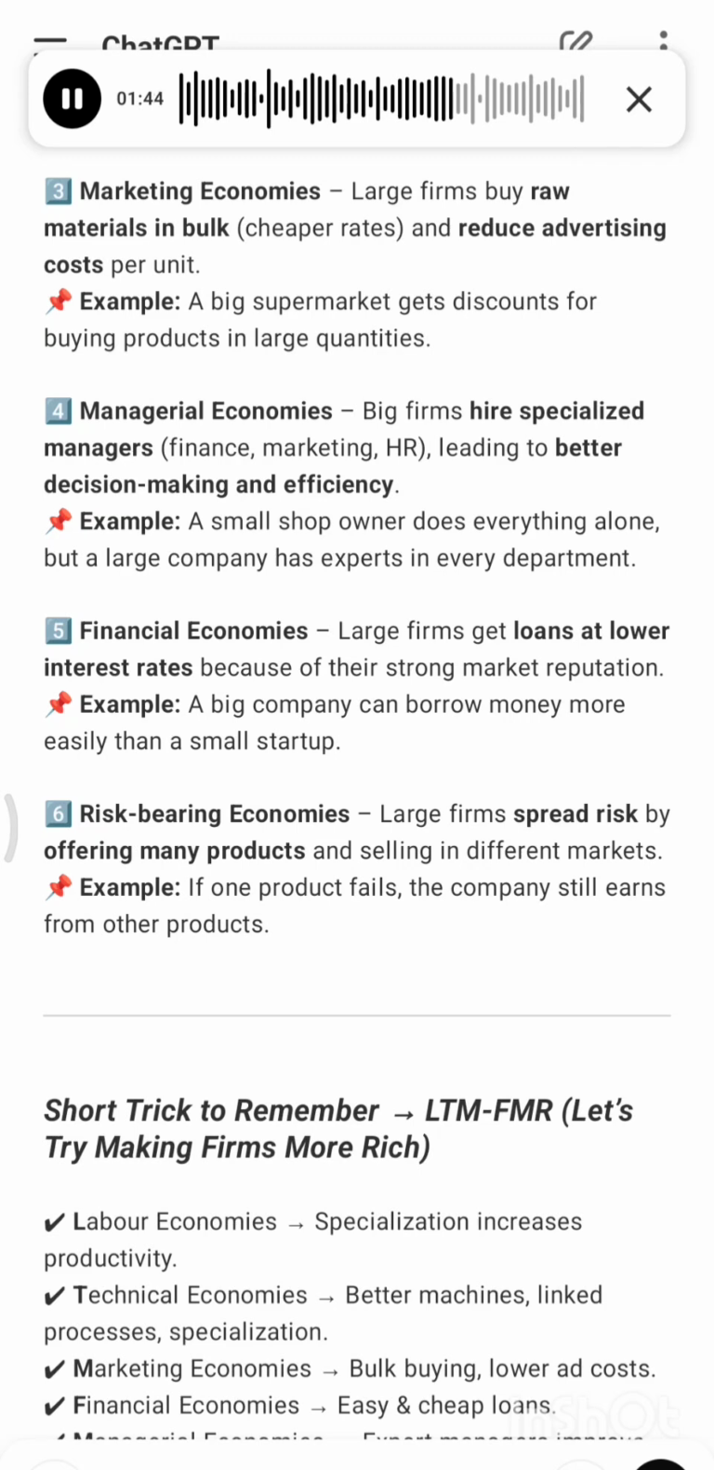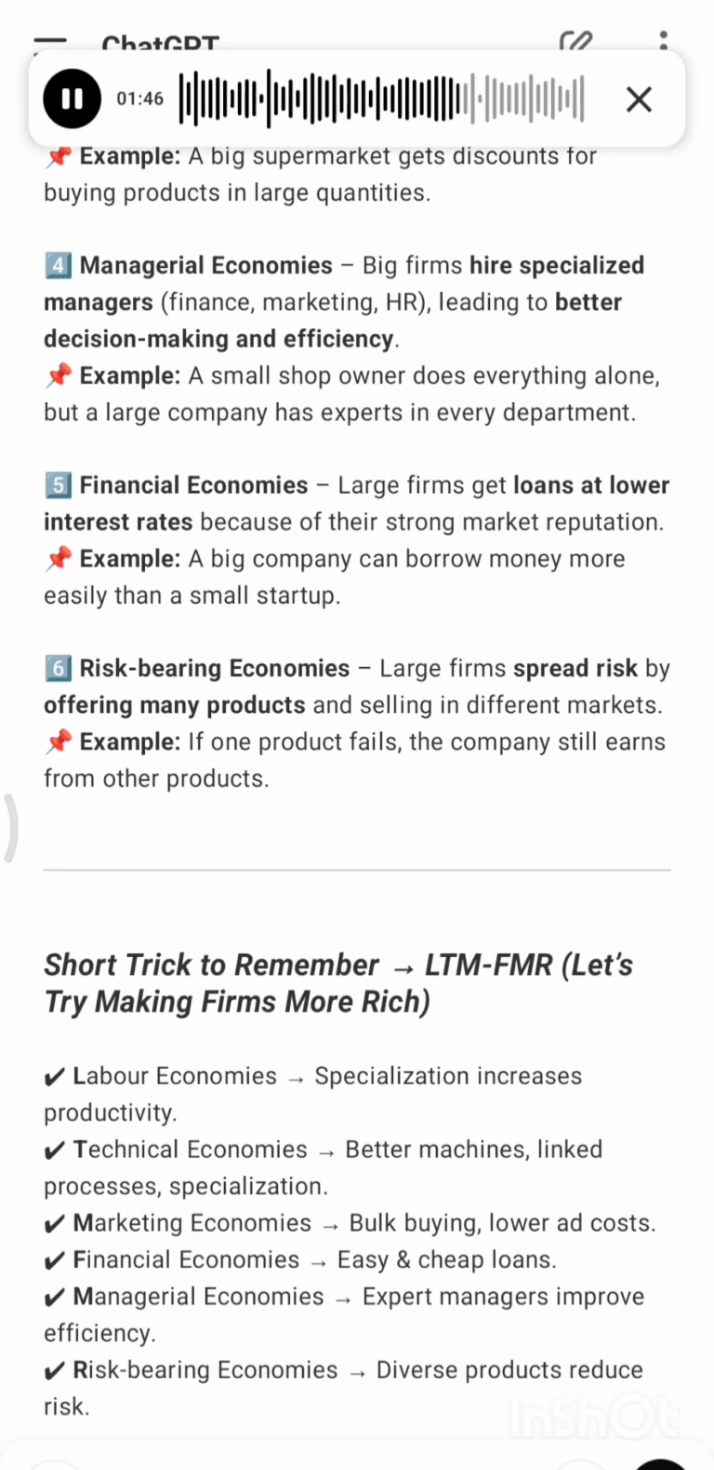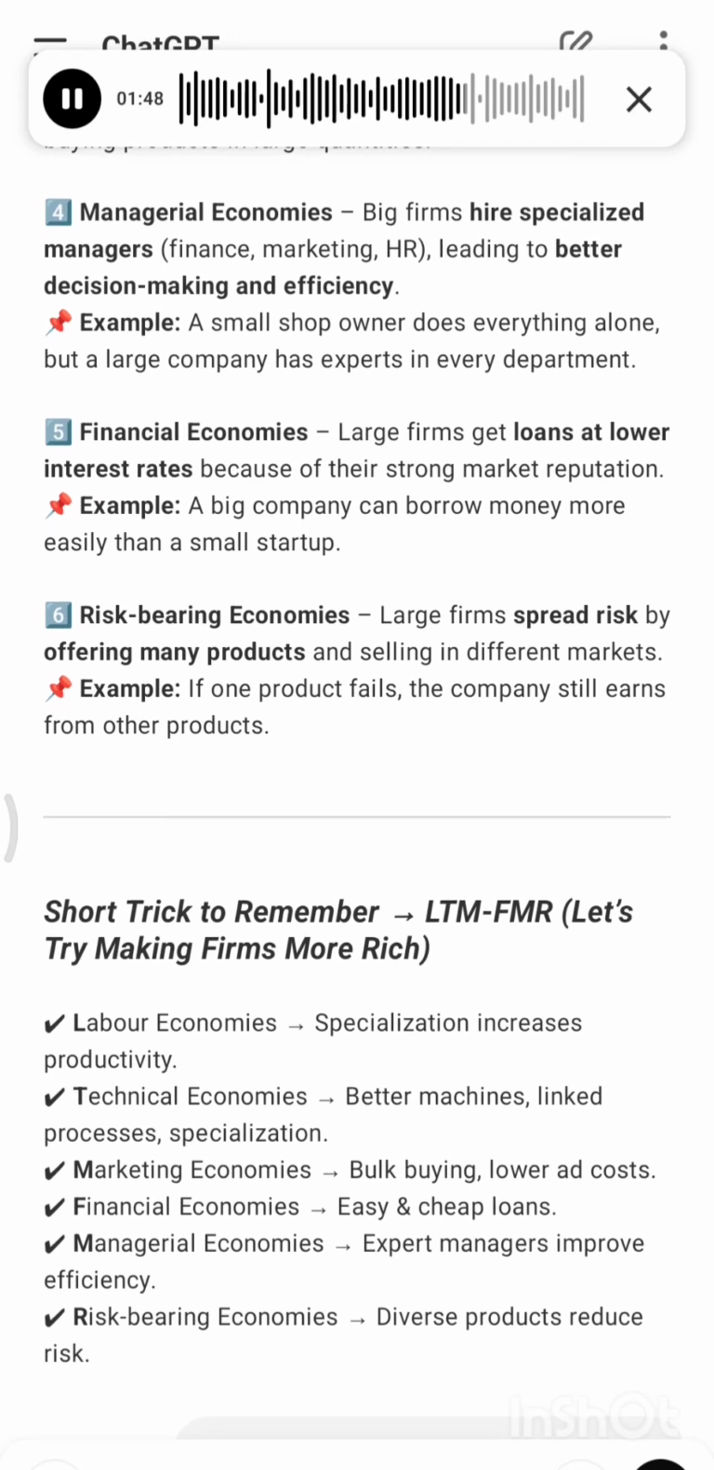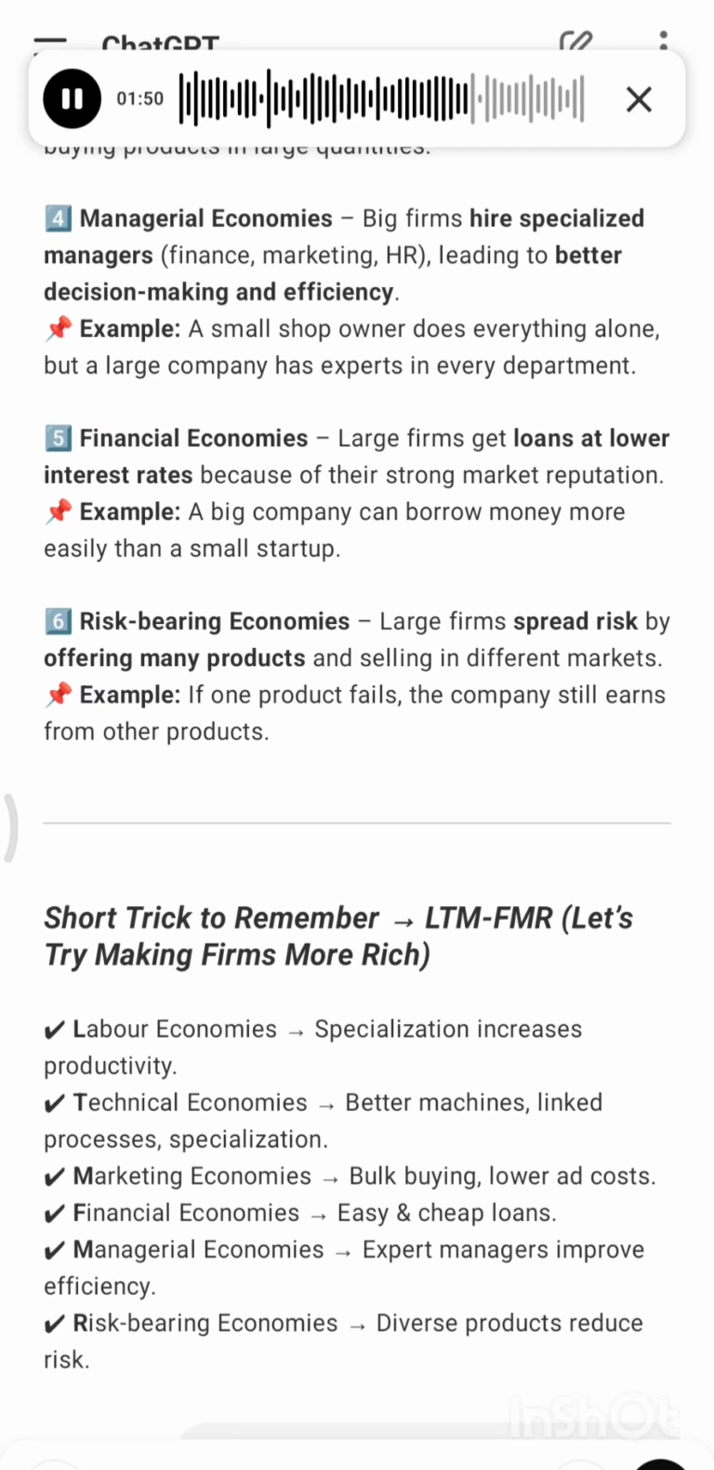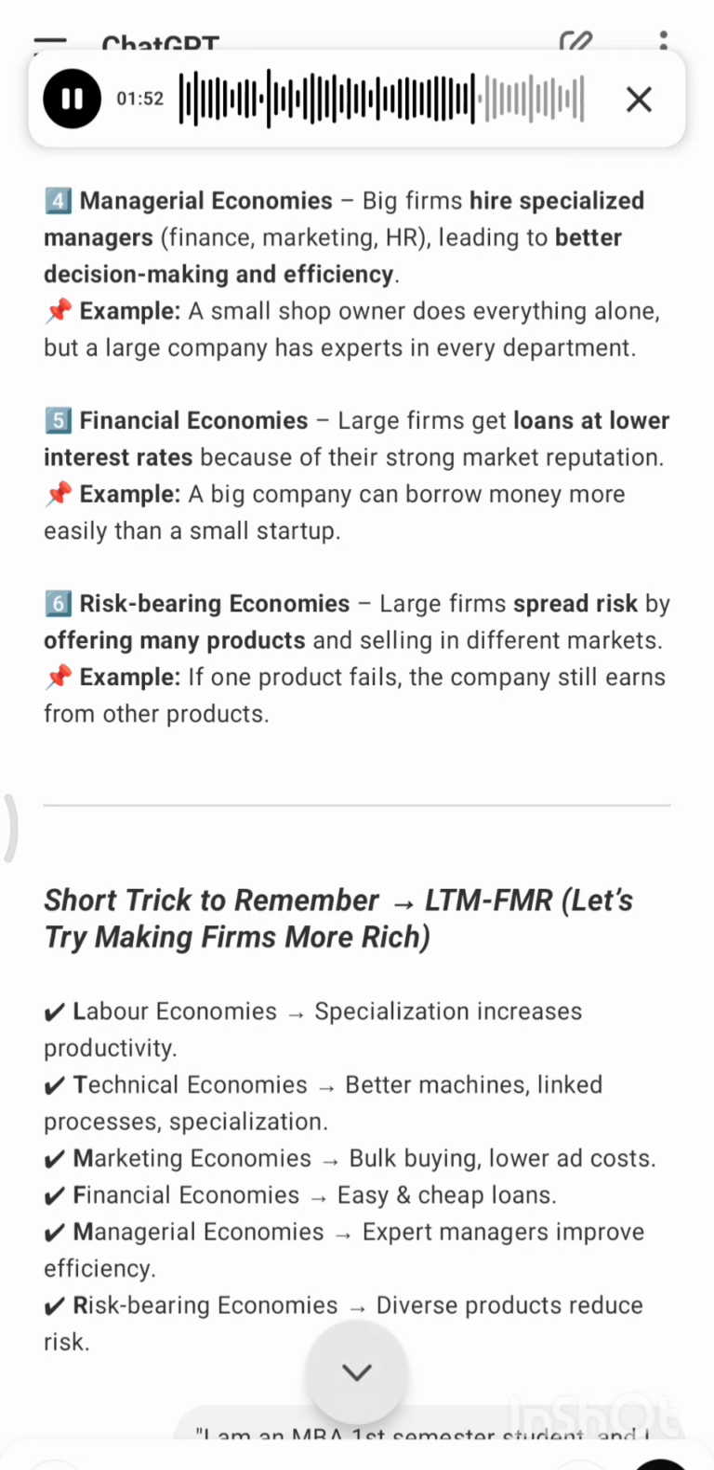5. Financial economies. Large firms get loans at lower interest rates because of their strong market reputation. Example: a big company can borrow money more easily than a small startup. 6. Risk-bearing economies. Large firms spread risk by offering many products and selling in different markets. Example: if one product fails, the company still earns from other products.